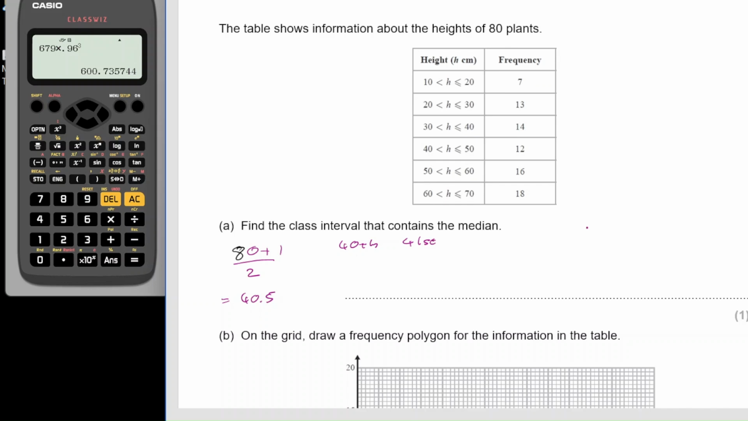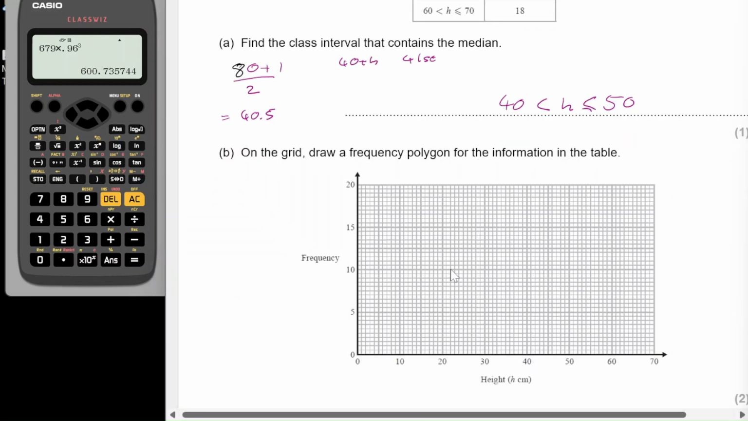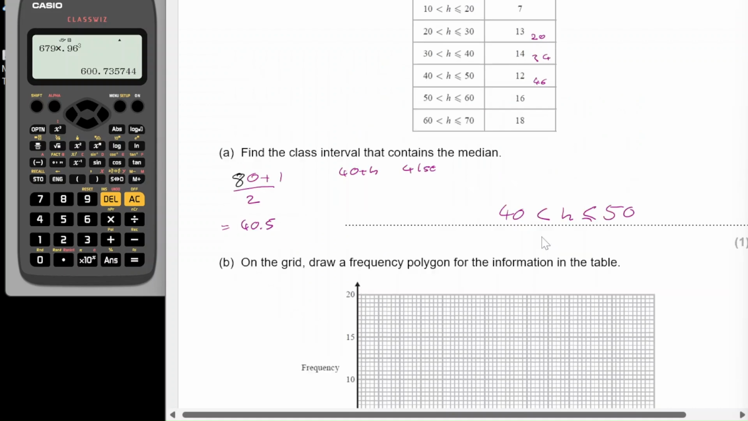So we need to find where the 40th and the 41st value appear. If we keep a running total of this, then we've got 20 that are 30 or less. We've got 34 that are 40 or less, which means that we've got 46 that are 50 or less. So the median, the 40th and the 41st, both must be in that group. On the grid, draw the frequency polygon for the information in this table.